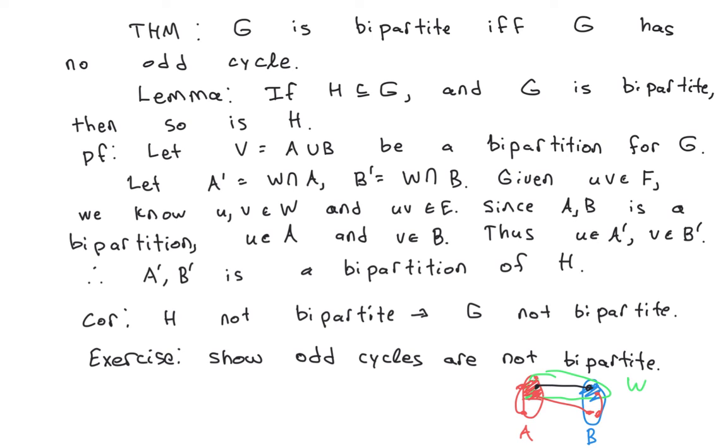The corollary of this fact is that if H is not bipartite, then G is not bipartite. And it's a simple exercise to show that odd cycles are not bipartite. So if G contains an odd cycle, it cannot be bipartite. For those who are curious, one way to show this exercise would be by induction on the length of the odd cycle.